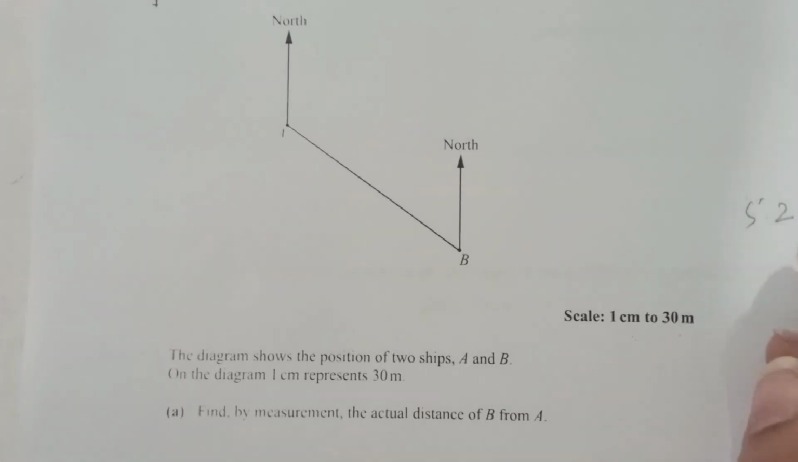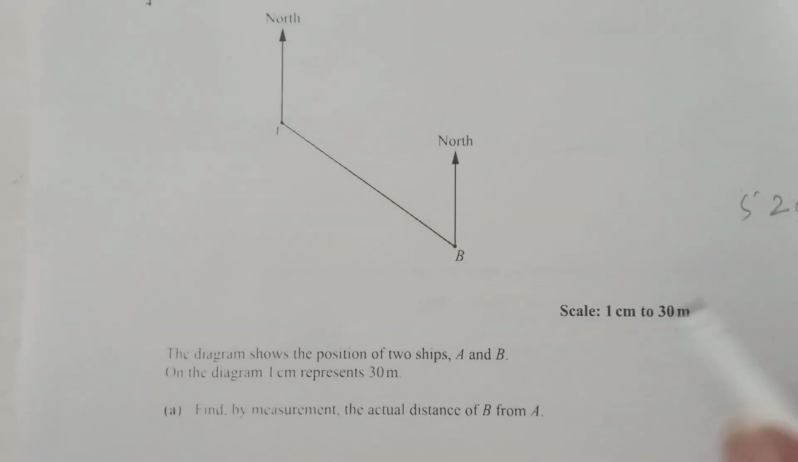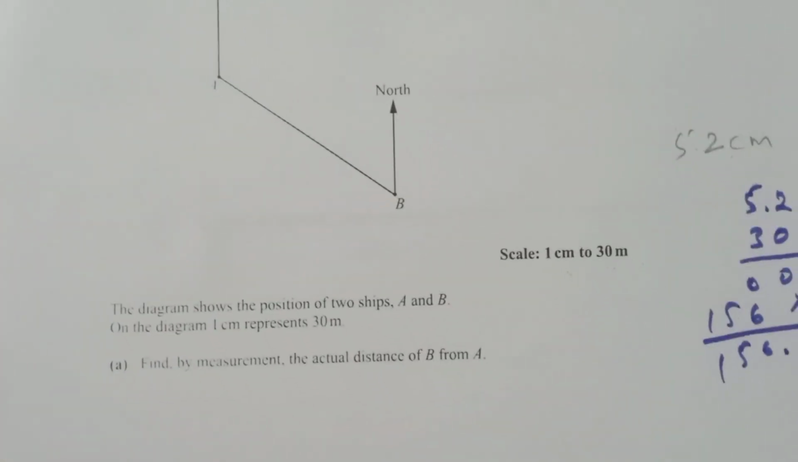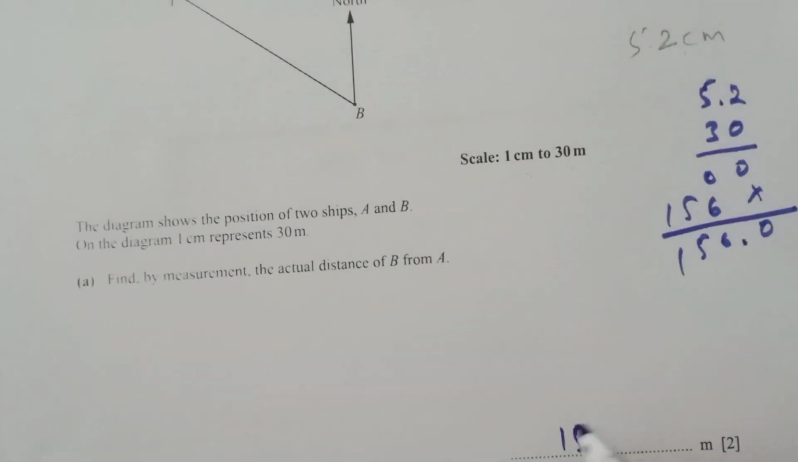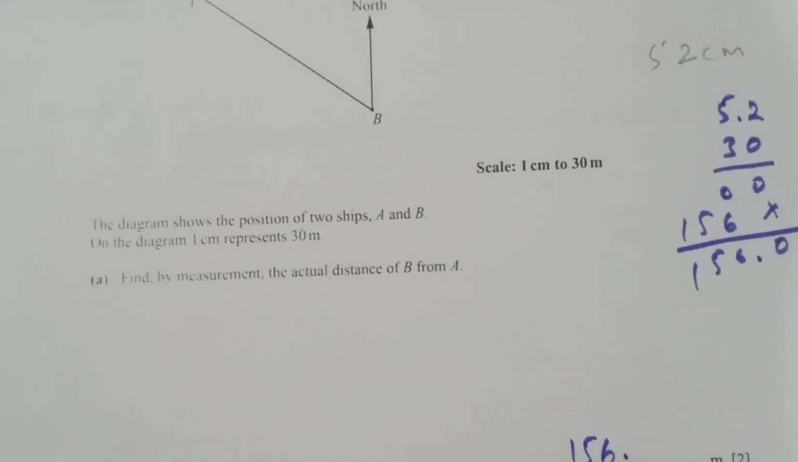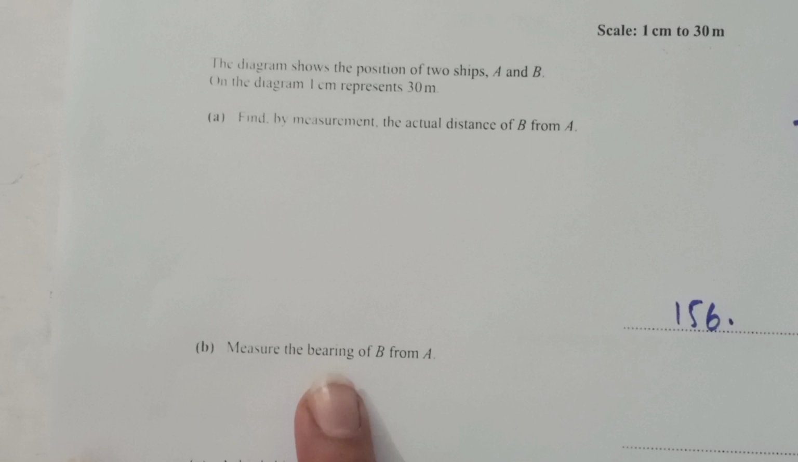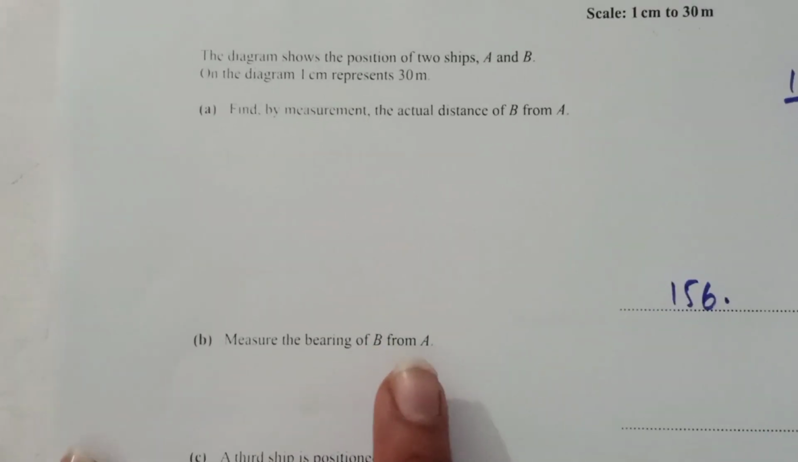It means we have to multiply 5.2 by 30. 52 times 30: 0, and 3 times 2 is 6, and 3 times 5 is 15. Now put the decimal point after one digit, and the answer is 156.0 meters. Now students, part B. Measure the bearing of B from A.